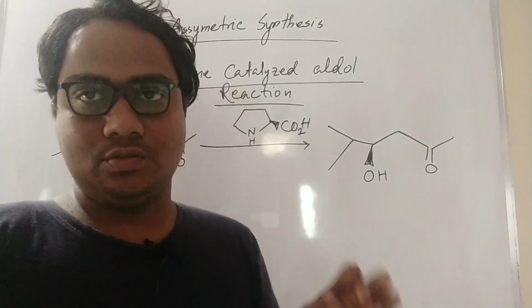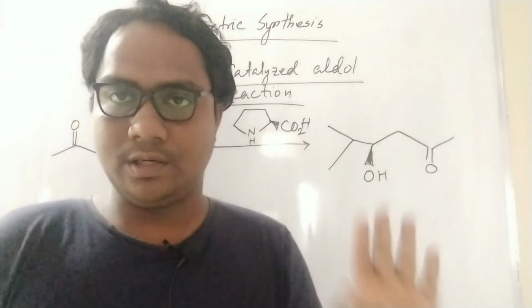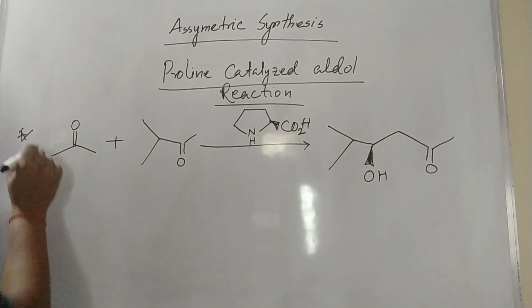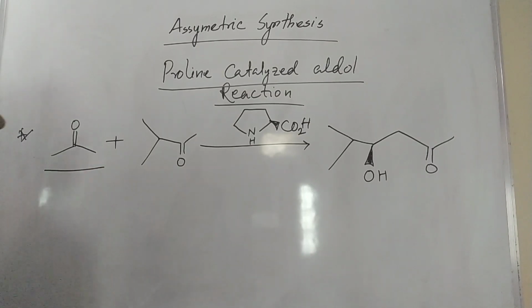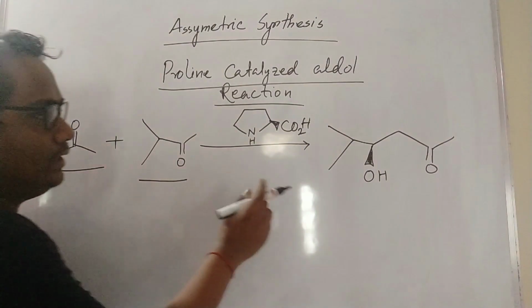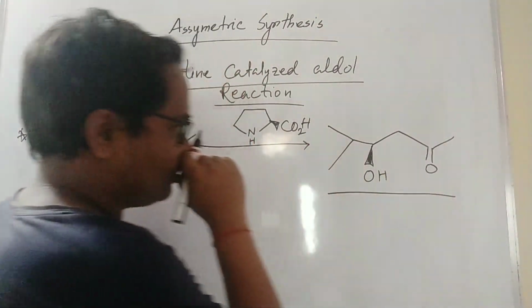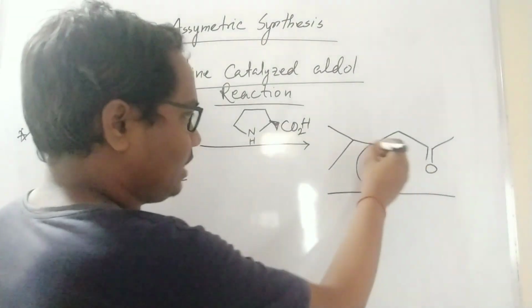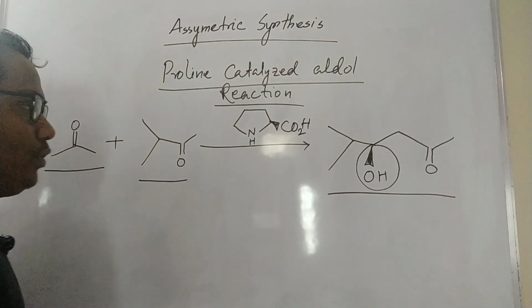Okay, so you just follow these steps here. Here I took one example. See, this is the example. This is acetone, and this is isopropyl aldehyde, and I used proline, and then this is the product. So here a third asymmetric product will come, which is this up position. So that is the mainly important.